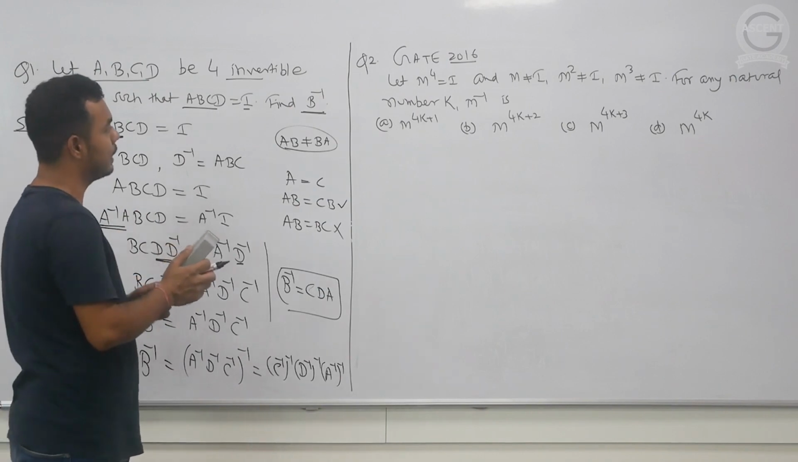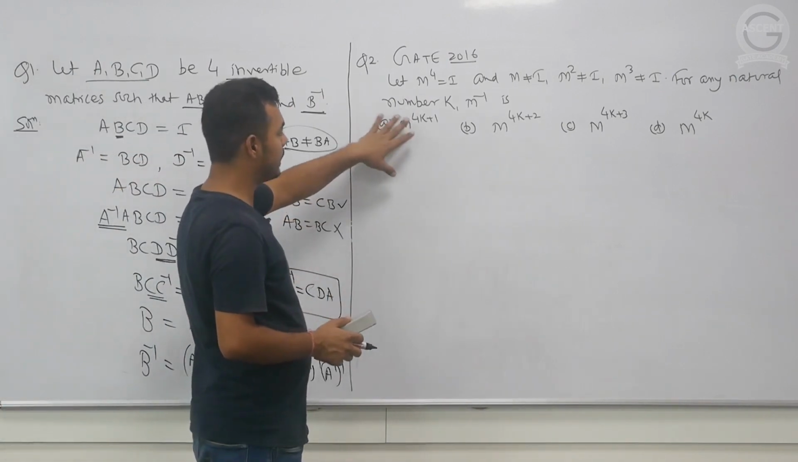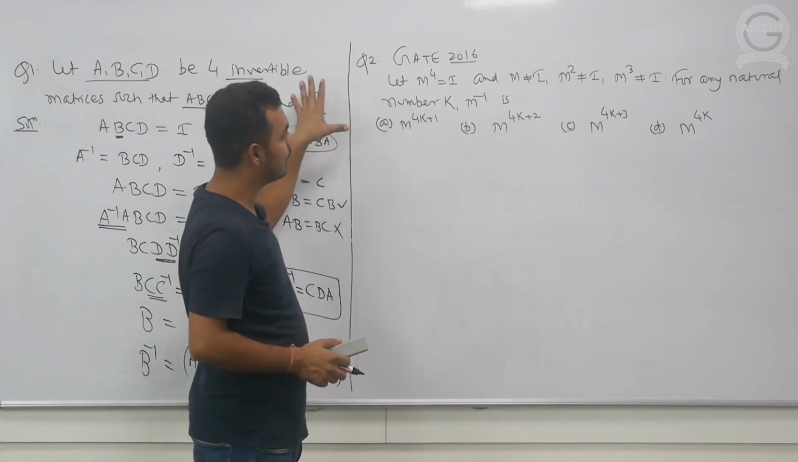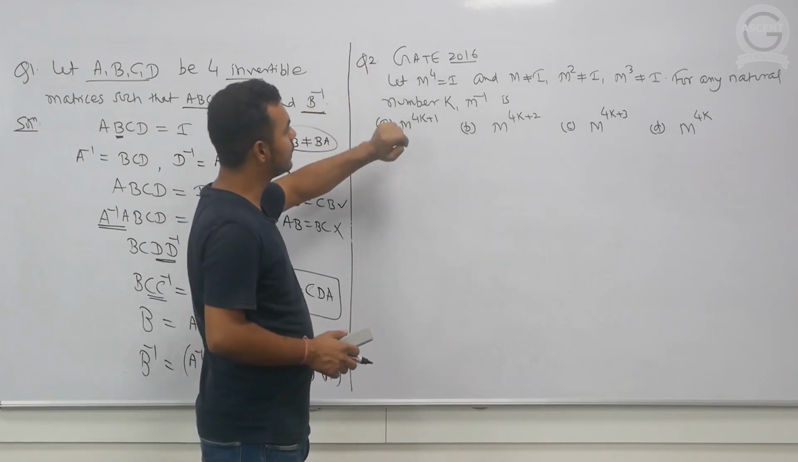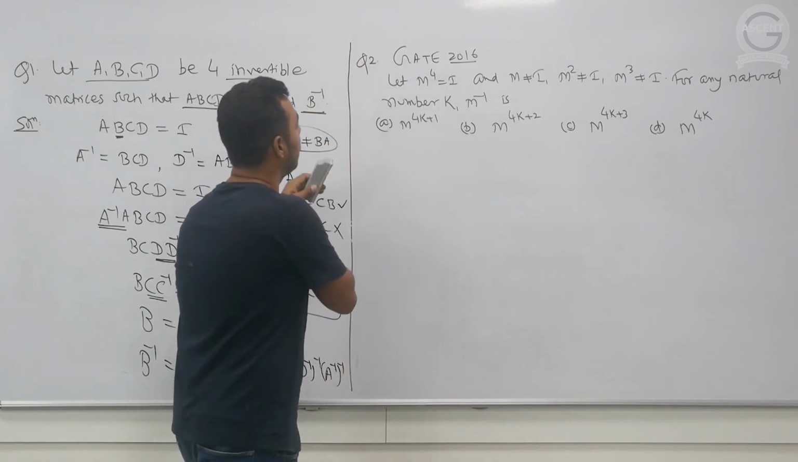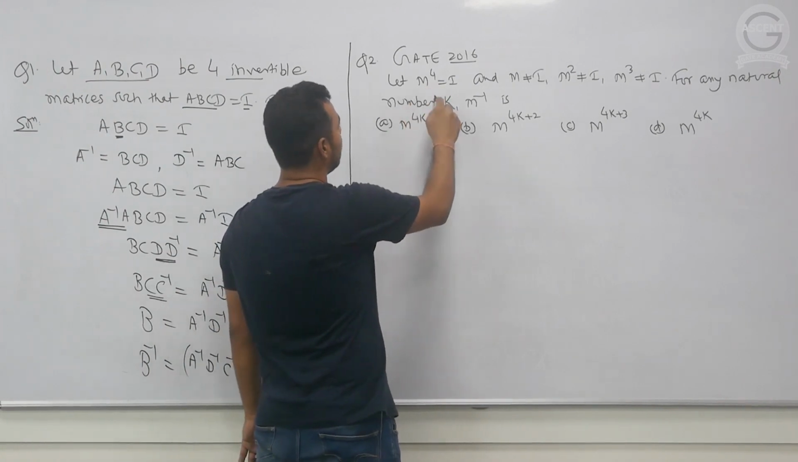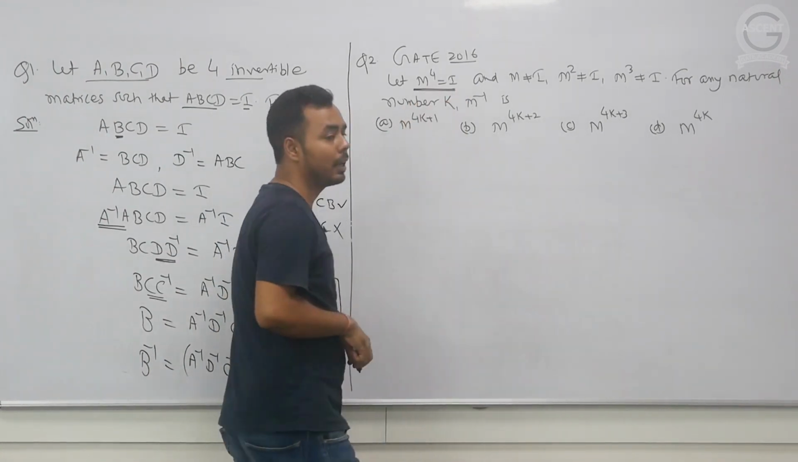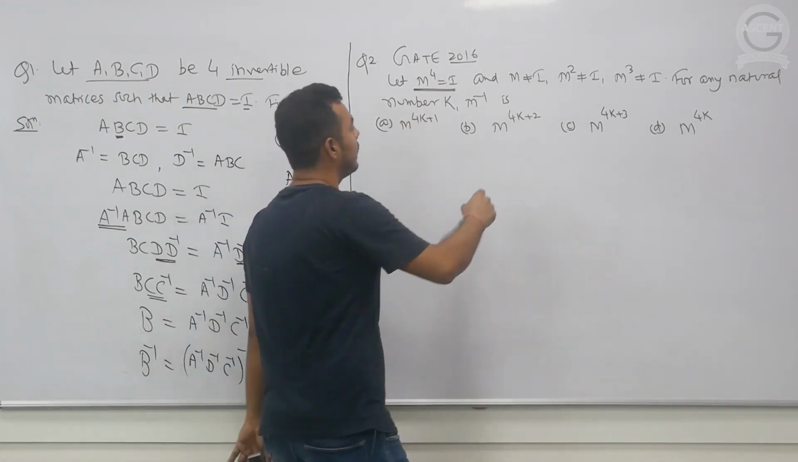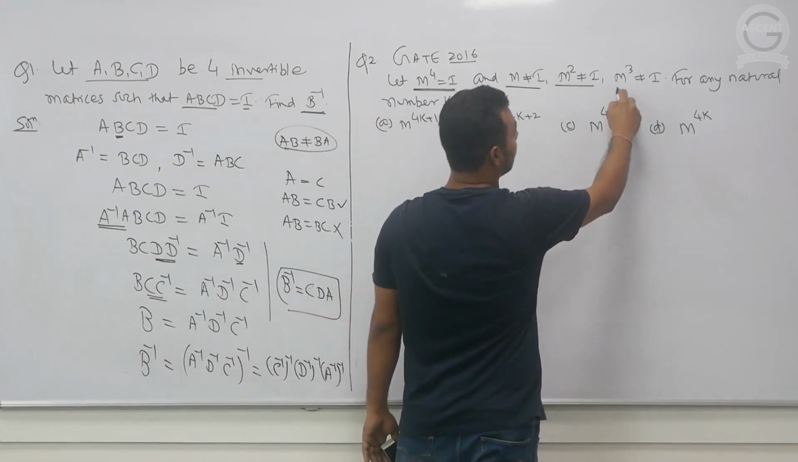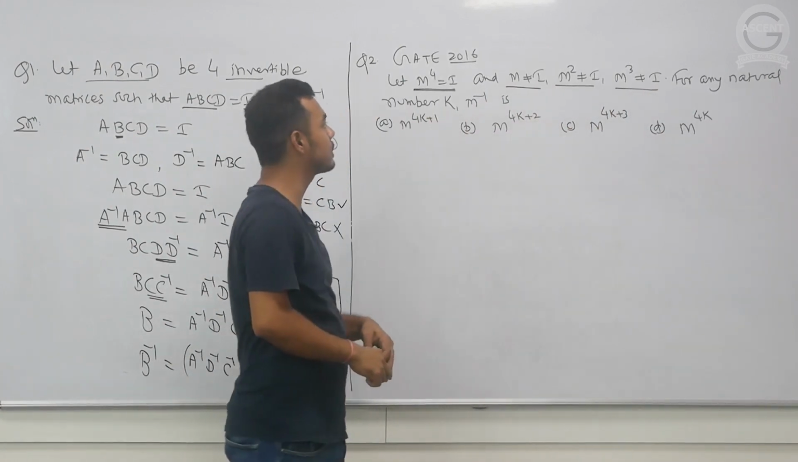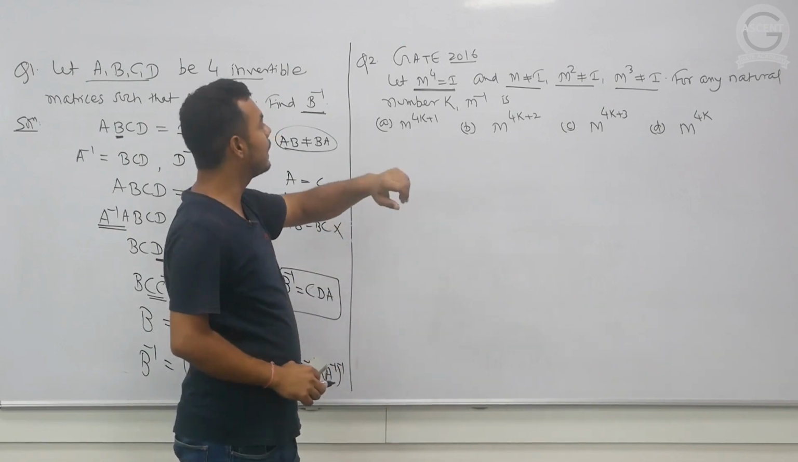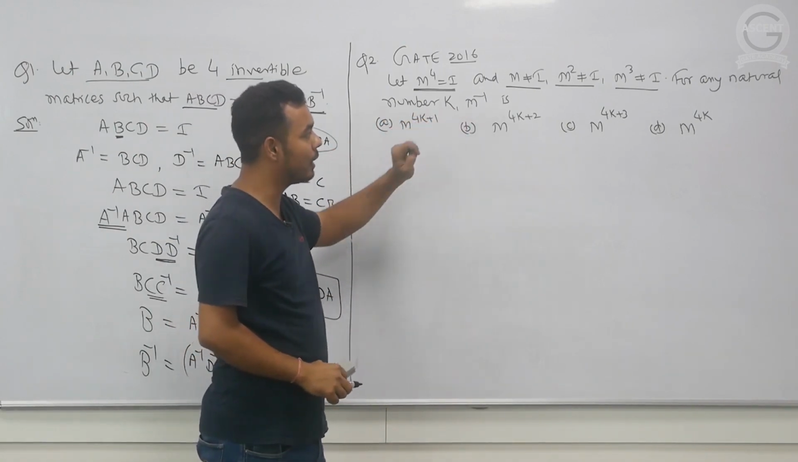Now the next question is based on the concept that we have just learned. This question was asked in GATE 2016. The problem is, if M to the power 4 is an identity matrix, where M is any matrix, and it is given that neither M nor M square nor M cube is an identity matrix, then for any natural number K, we have to find M inverse.